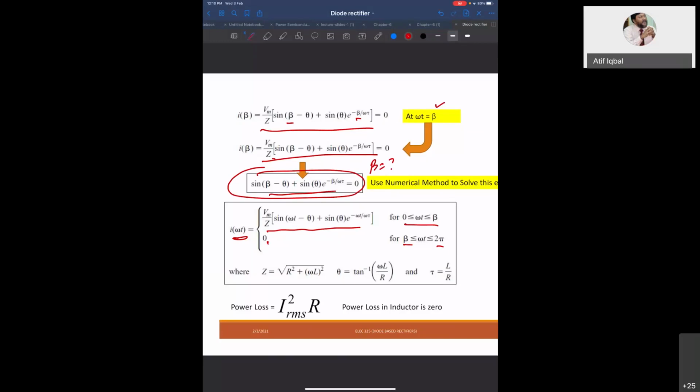Now, how am I going to ask you a question? Do you expect that I give you this equation and ask you to solve using a numerical method? No. The course is not about solving numerical methods. The course is about the waveform, about the behavior, about the major big picture of the rectifier. It's not about solving this nonlinear equation.